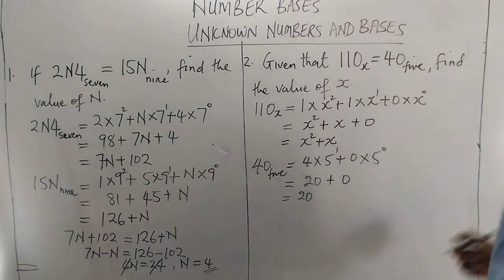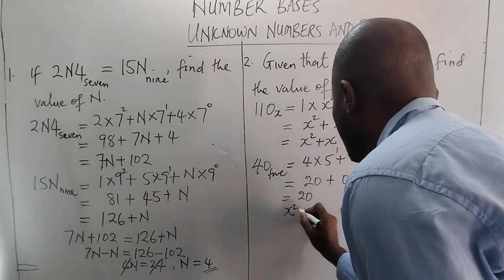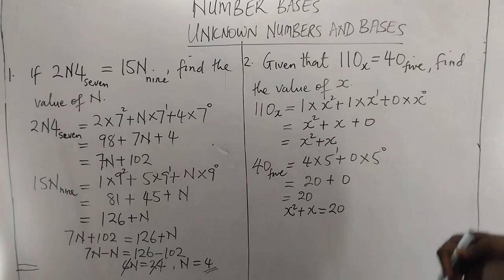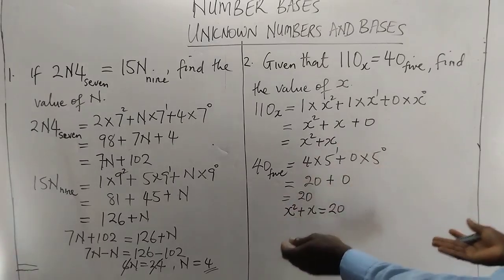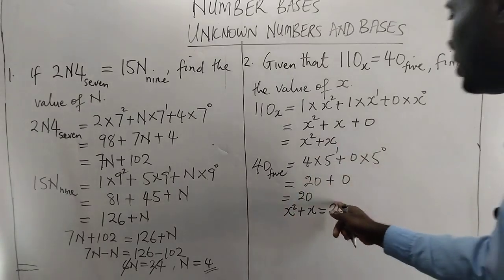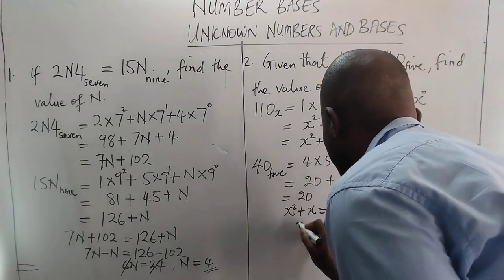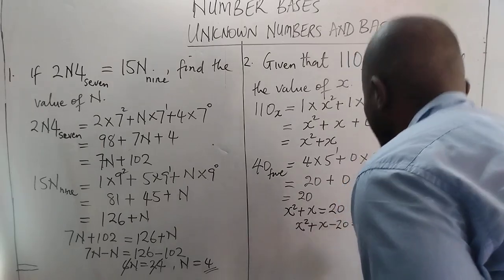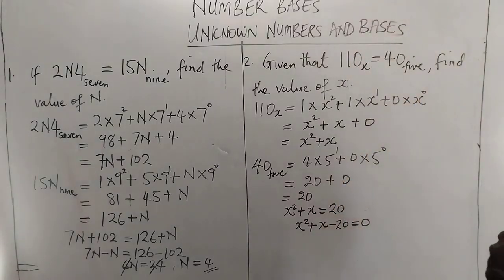Now, equate the two of them. x squared plus x equals 20. Then rewrite it in the correct equation format, with 20 coming over. We have this. As you can see, this is a quadratic equation.